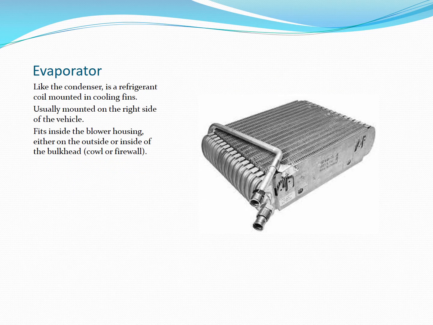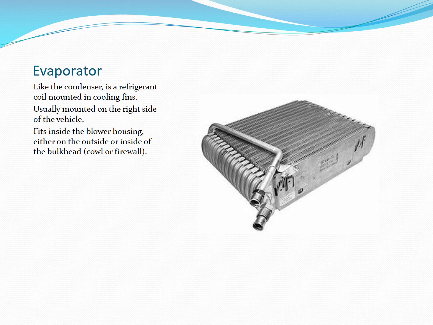So here's another picture of the evaporator. This is with everything removed from it. This is the part that we don't normally see because it is underneath the dashboard, encased in some type of plastic housing. So like the condenser, it's a tube that is winding back and forth, mounted in cooling fins, usually mounted on the right side of the vehicle. Here in the United States, the driver sits on the left, so things like this installed in the vehicle are on the right side of the vehicle, or on the passenger side of the vehicle.